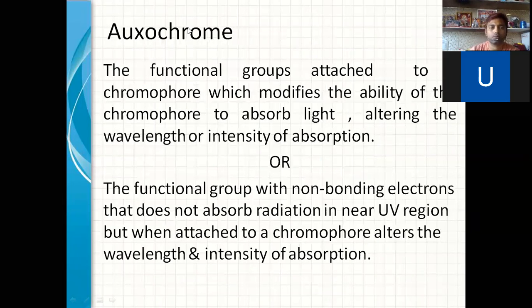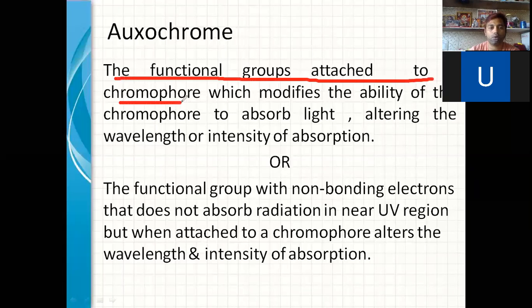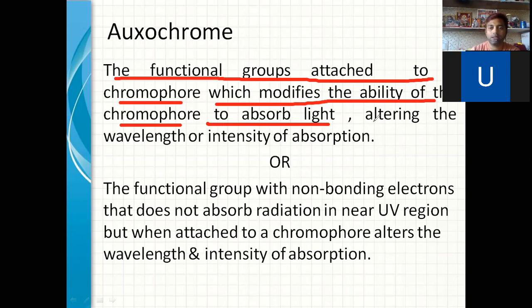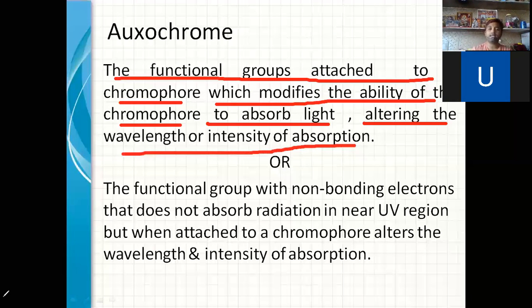Oxochromes: the functional groups attached to a chromophore which modify the ability of the chromophore. These oxochromes modify the ability of chromophores to absorb light, altering the wavelength or intensity of absorption. They can alter the wavelength or intensity of absorption.